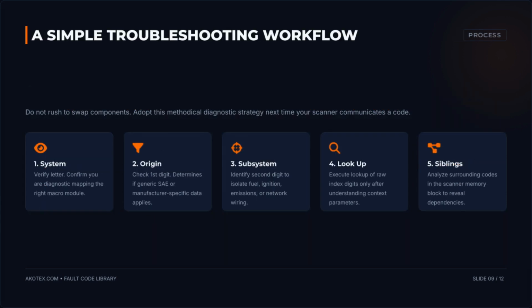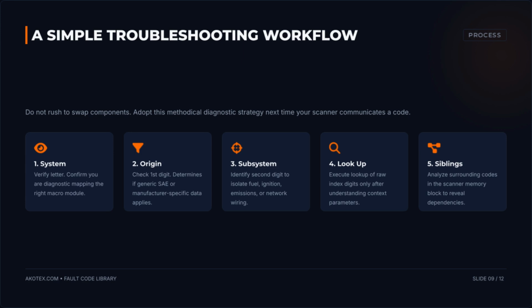So here's how you actually put this to work. Next time your scanner throws a code you don't recognize, work through it in this order instead of jumping straight to a parts list. 1. Read the letter, confirm you're actually in the system you think you're in. 2. Check the first digit, generic or manufacturer specific, which decides where you search next. 3. Check the second digit, narrowing down the subsystem. 4. Only then look up the specific fault description, now armed with context instead of guessing blind.